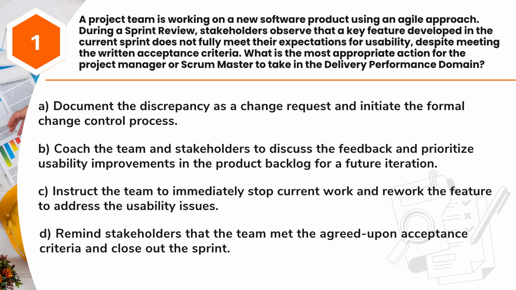A. Document the discrepancy as a change request and initiate the formal change control process. B. Coach the team and stakeholders to discuss the feedback and prioritize usability improvements in the product backlog for a future iteration. C. Instruct the team to immediately stop current work and rework the feature to address the usability issues. D. Remind stakeholders that the team met the agreed-upon acceptance criteria and close out the sprint.